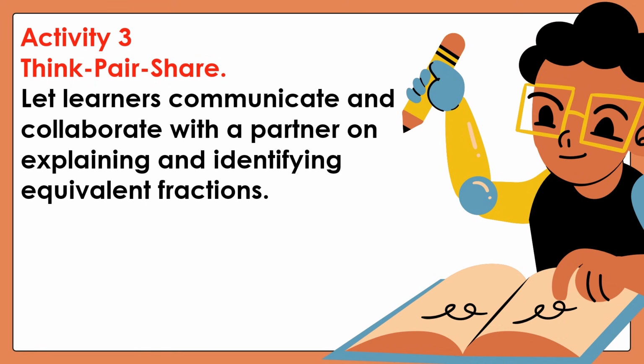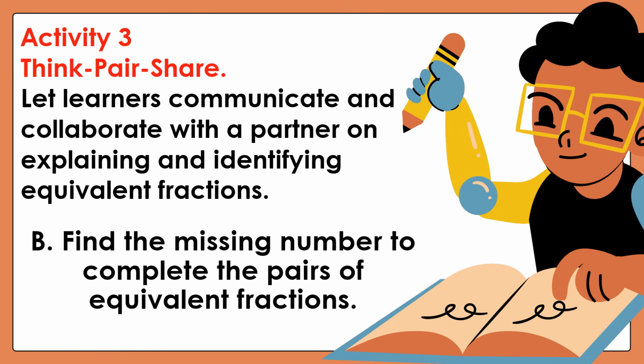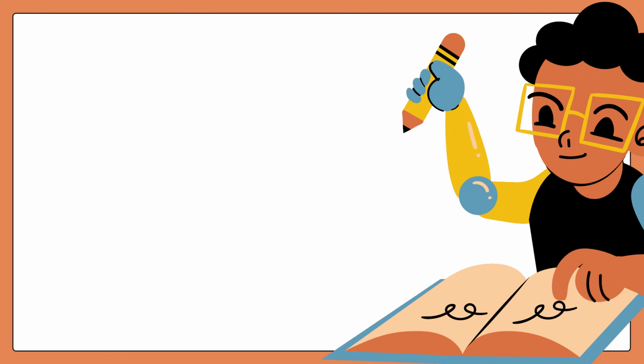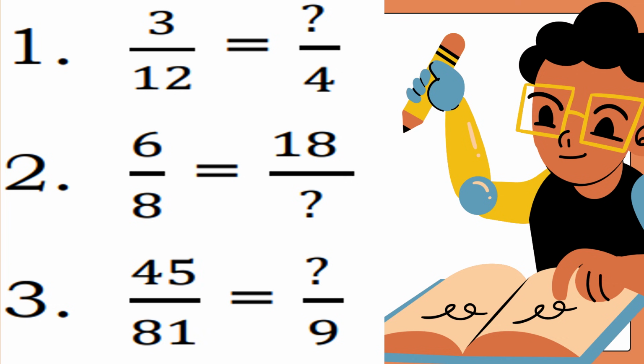Activity number 3, think, pair, share. Let learners communicate and collaborate with a partner on explaining and identifying equivalent fractions. Letter B, find the missing number to complete the pairs of equivalent fractions. Do this in your notebook.